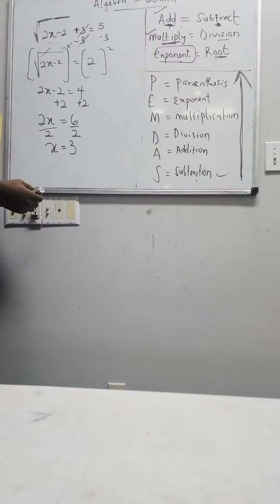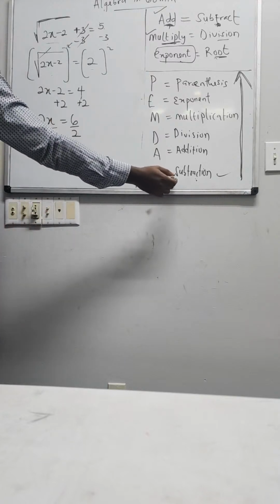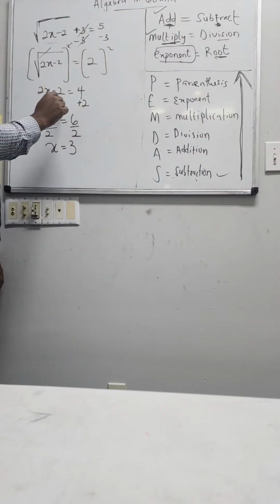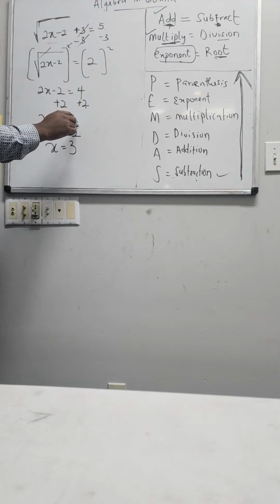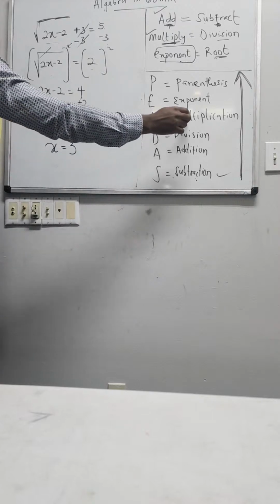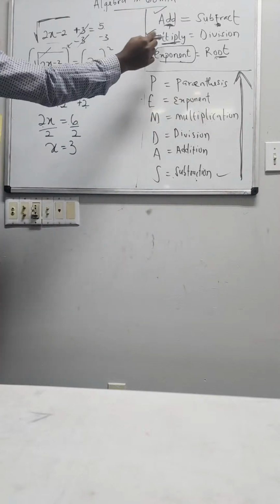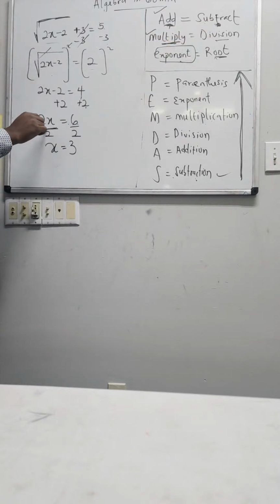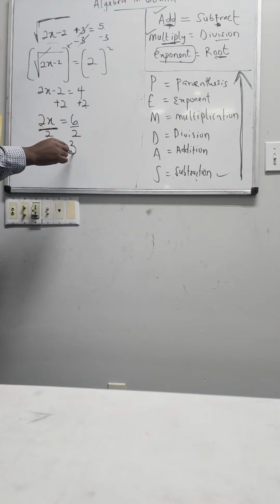Using the PEMDAS again, we have subtraction. So if you have subtraction, you can add the value to both sides. And now we have 2x equals to 6. Here, we have multiplication. If you have multiplication, you use what? Division. So divide by the coefficient of x, and the coefficient of x here is 2. So if you divide by 2, we have x equals to 3.